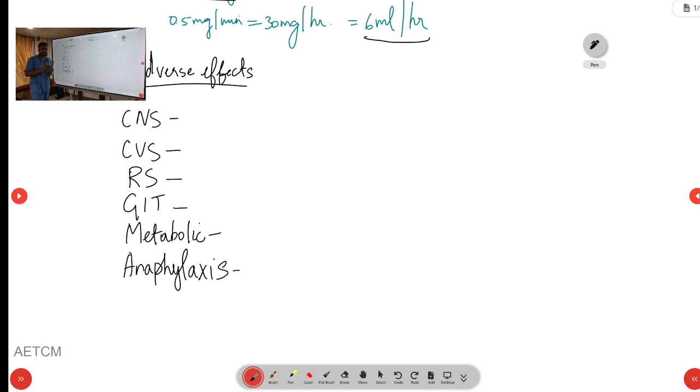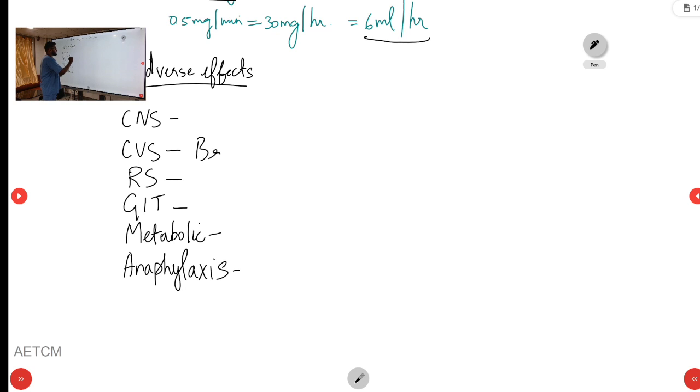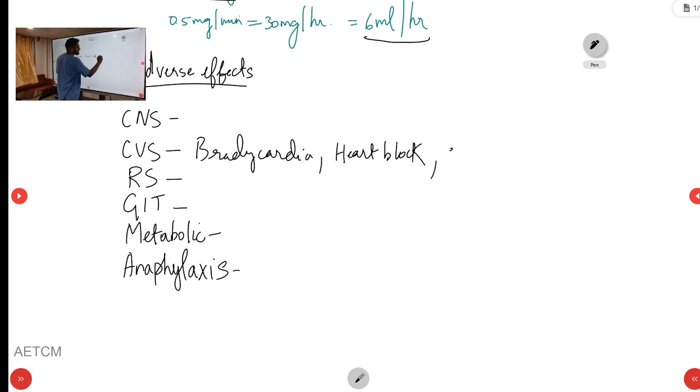The CVS ones are more important. It can mainly cause bradycardia, so you always have to monitor the heart rate. Then it can cause heart block, and it can also cause orthostatic hypotension or syncope. So those are the things it can cause in the CVS, and flushing can also occur.